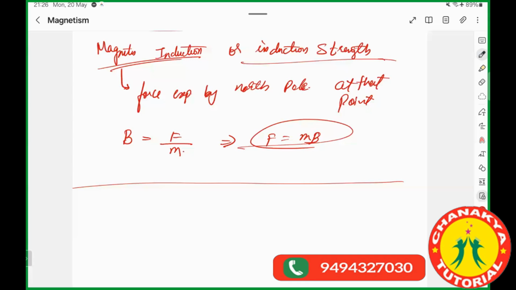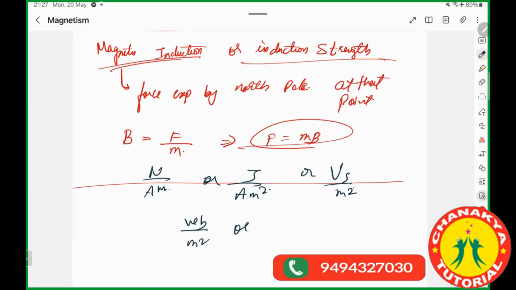So what I'm trying to say here, these both are actually the same. Here we have magnetic field strength, there it was electric field strength. So F equals QE there, here F equals MB. That's it. The unit of this one will be Newton per ampere meter, or joules per ampere meter square, or Vs by meter square, or Webers by meter square, or finally Tesla.